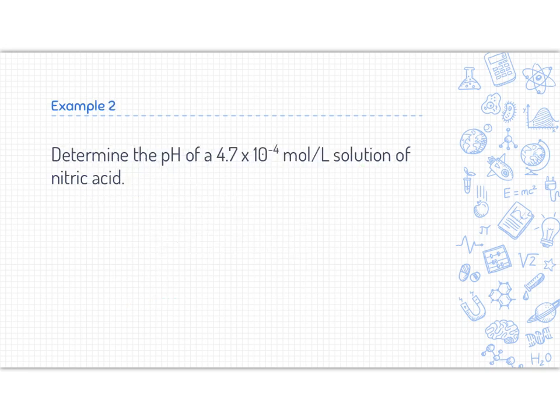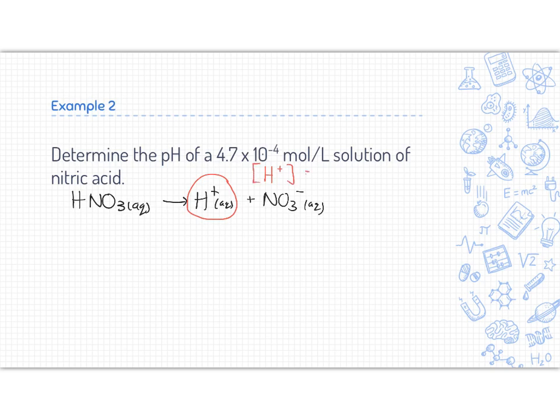Determine the pH of a 4.7 times 10 to the negative 4 moles per liter solution of nitric acid. Well, we need the concentration of H3O plus for nitric acid. So what we're going to do is write the dissociation equation for nitric acid. We get H plus and NO3 minus. There's no H3O plus. However, what we know is that the concentration of H plus can be said to be equal to H3O plus concentration.